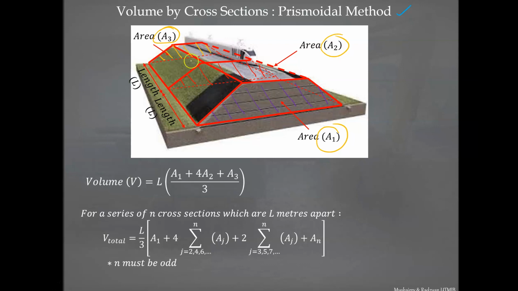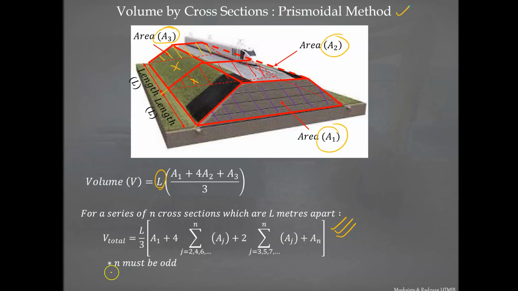So what we're going to do is use both these chunks, that one and that one, to calculate the volume. It's given by L, the distance between each chunk, times A1 plus 4 times A2 plus A3, divided by 3. If you look closely, it looks similar to the Simpson method in calculating area. Okay, so this approach is called the prismoidal method, and if you have n cross sections which are L meters apart, you can use that general formula.